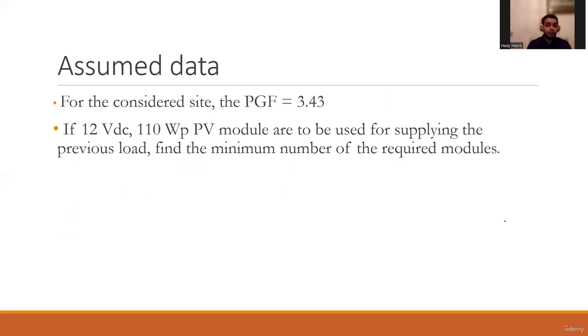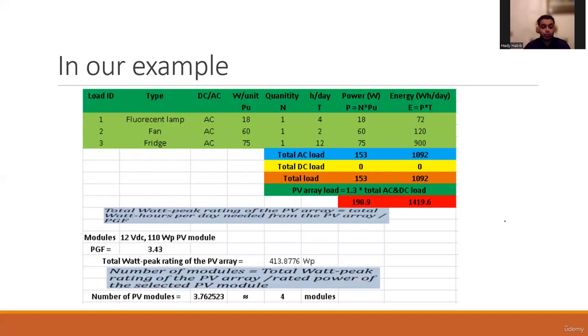We are going to assume for our example that we are in a site that has a panel generation factor of 3.43, and we are going to use a module with 12 volt DC, 110 watt peak power. We are going to use this type of PV. So we need to know the minimum number of required modules. As we knew, we have 1419.6 watt hour energy needed from the PV to cover our consumption.